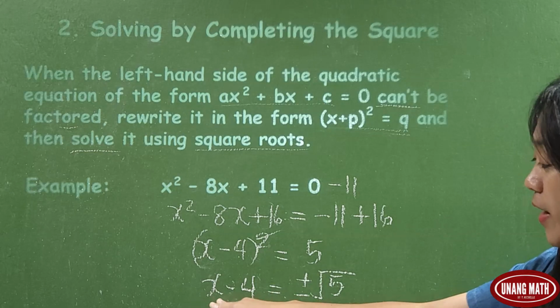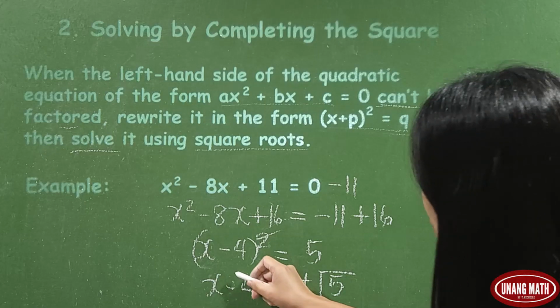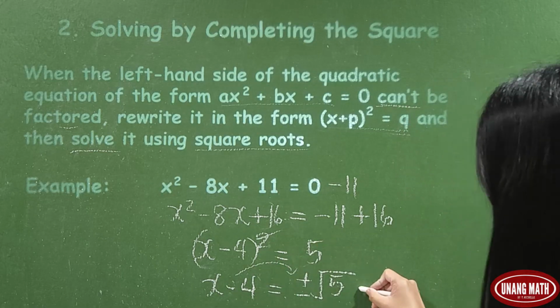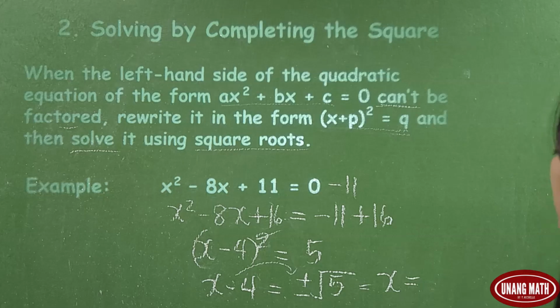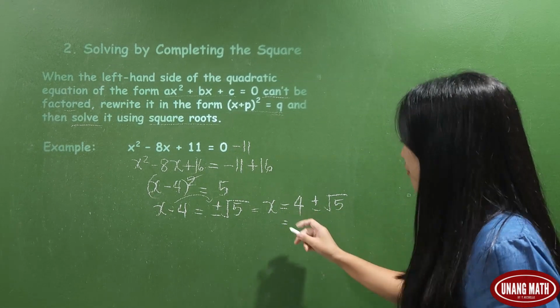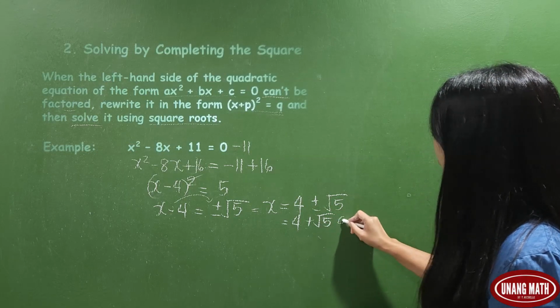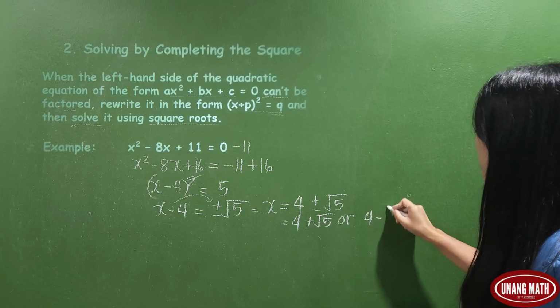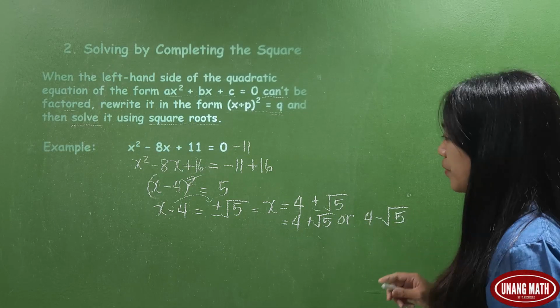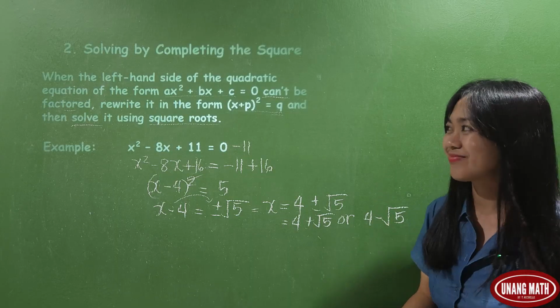But we are not looking for x minus 4. We are looking for x. So move negative 4 to the other side. This now becomes positive 4, or 4 plus or minus square root of 5. So in other words, the values of x are 4 plus square root of 5 or 4 minus square root of 5. So these are the solutions.